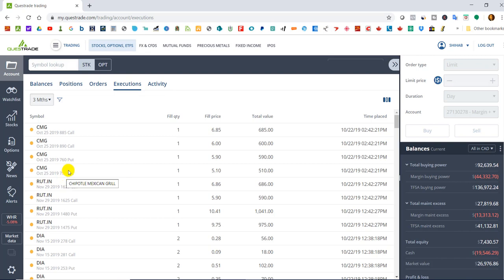Obviously, my max loss is the difference. So 500 minus 160 is my max loss, about $340. But max loss is achieved only if Chipotle Mexican Grill by October 25th is either way past 890 or way past 755. So below 755 or above 890, I achieve max loss.